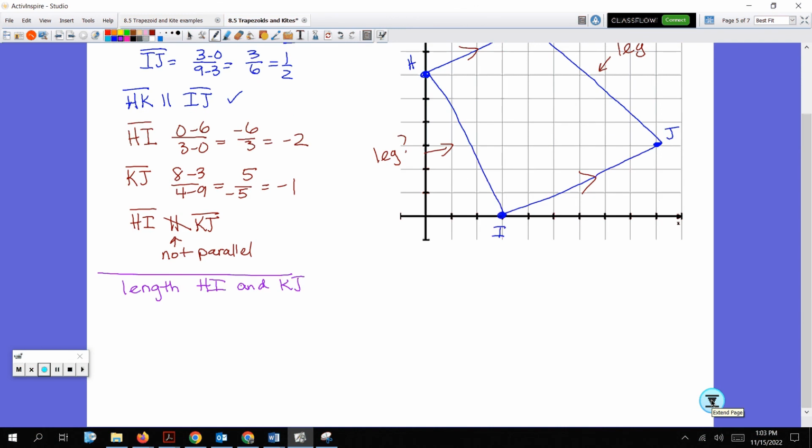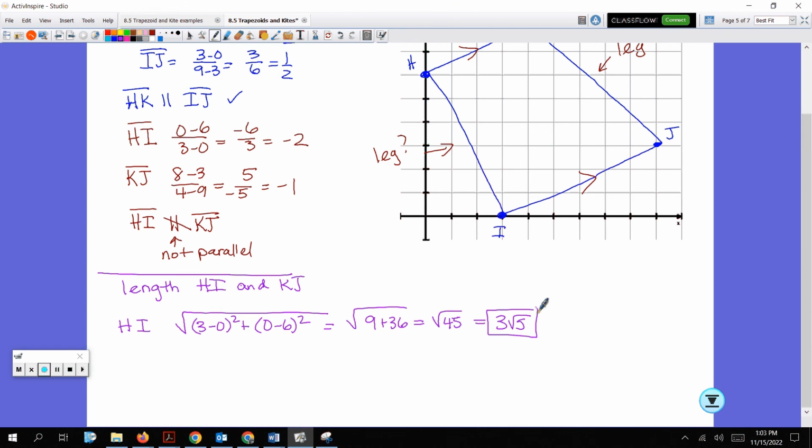You don't need to find the length of the other two sides. So if I'm finding the length of HI, so HI, 0, 6, and 3, 0. So 3 minus 0 squared plus 0 minus 6 squared. 3 minus 0 is 3. 3 squared is 9. 0 minus 6 is negative 6. Negative 6 squared is 36. That gives me the square root of 45. Just for good practice, you should be able to reduce that. You should know that that is 3 root 5. That is the length of HI.